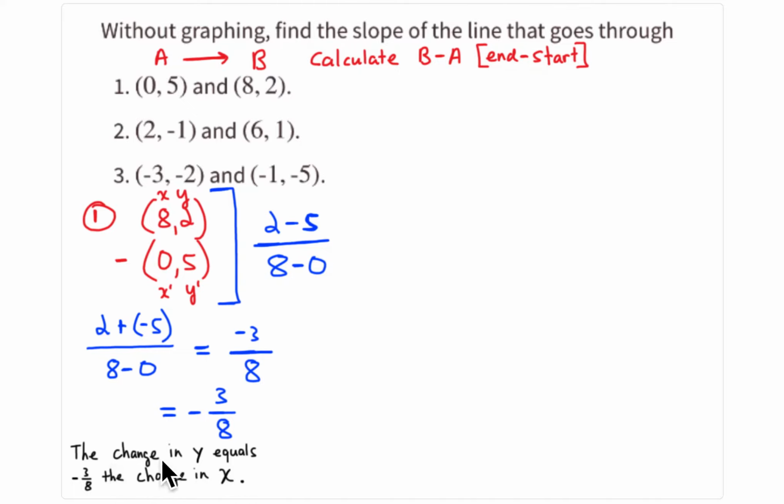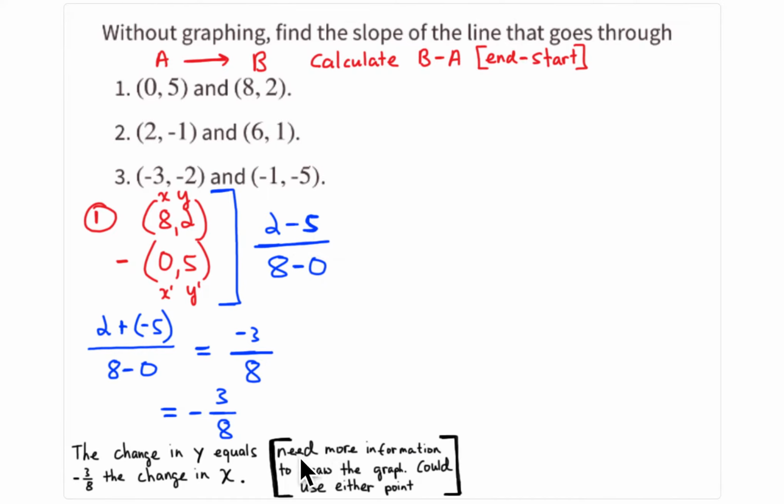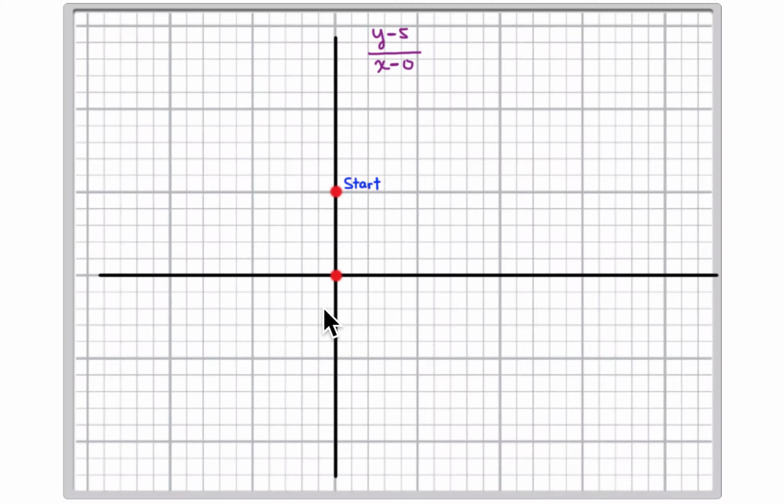So before I get there, the change in y equals a negative 3/8 the change in x. That's what this is telling you. So how much y is changing right here is a negative 3/8 times how much x is changing. Now, you need more information to draw the graph, and you could use either one of these points plus the slope to draw the graph, or you could just draw the graph with these 2 points. But really the idea is to start getting into your thinking what the value of the slope is between these points.